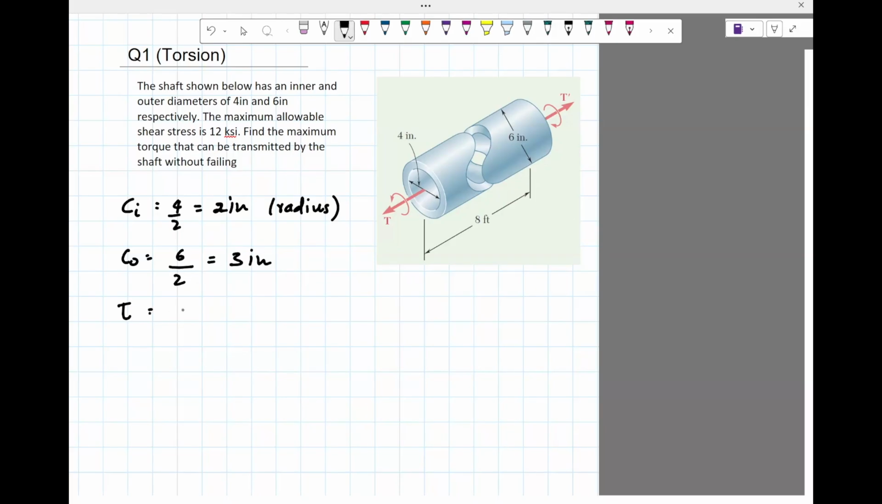And you're given the maximum shear stress is 12 ksi. So the question is, what is the maximum torque? So T max is the unknown.